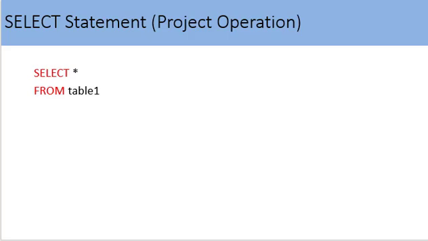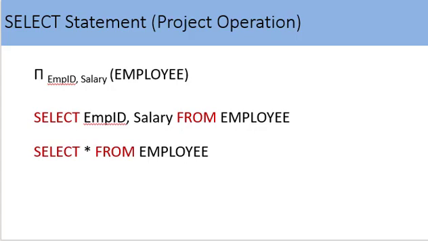Sometimes we need to fetch all columns of a table. In this case, instead of writing comma separated names of columns, we just write asterisk after the select keyword. Here are two select statements. Select empid, comma salary from employee. The output relation produced will contain empid and salary columns of the employee table. Select asterisk from employee will produce all columns from the employee table into output relation.